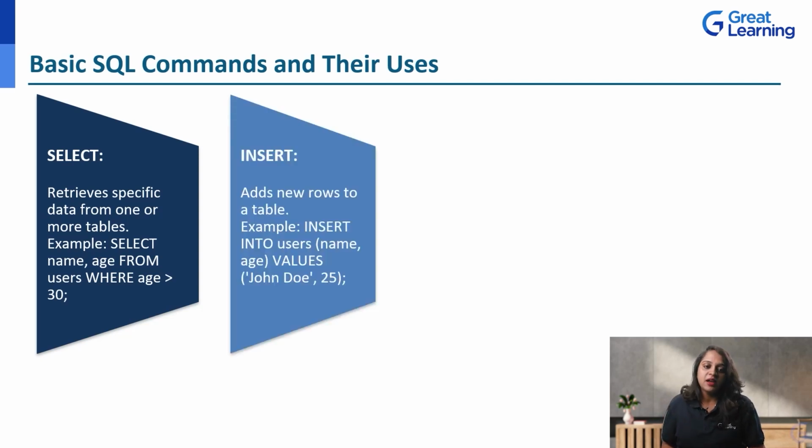Next is your insert. It adds a new row to your database. So it adds new rows to a table. For example, you can write INSERT INTO users (name, age) VALUES ('John', 25), which means you'll be inserting into your table where the user name is John and the age is 25. So this is how you can write queries to insert data into your database.